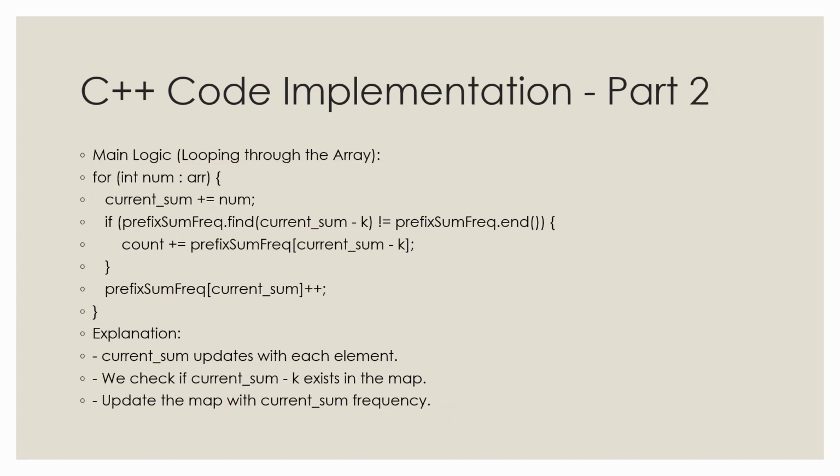Now let's move on to the main logic inside the function. We loop through each element of the array. For each element, we add its value to current sum. Then we check if the difference between current sum minus k exists in the hash map. If it does, we add the frequency of that sum to the count. Finally, we increment the frequency of current sum in the map so we can use it for future iterations.